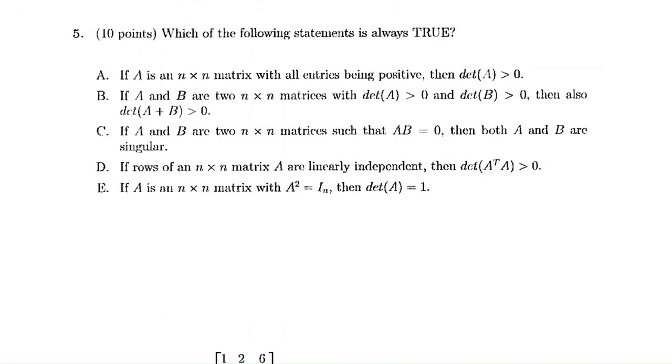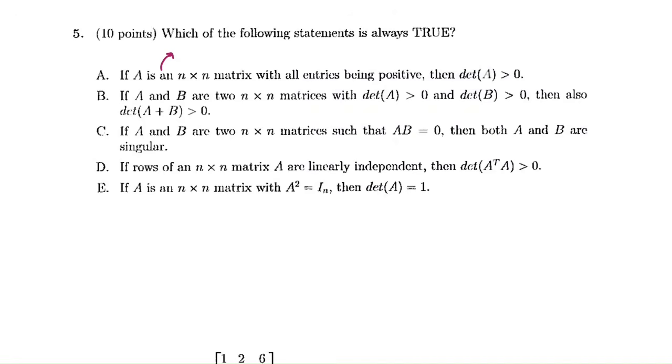Okay, so in this one we're trying to find which of the following statements are always true. First, if A is an n by n matrix and all entries are positive, then the determinant of A is greater than 0. Honestly, for this, I think it's best to just try different things and come up with counterexamples, because it's pretty easy to come up with something, in my opinion.